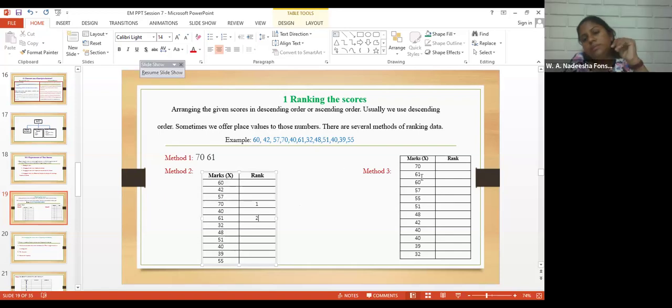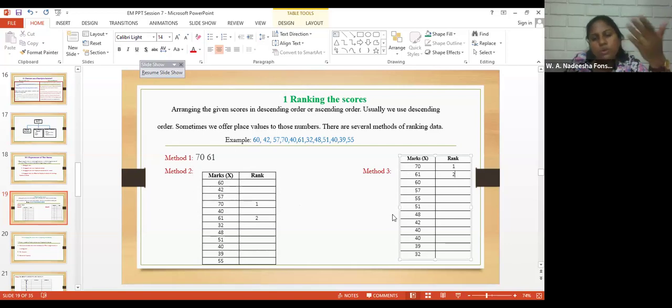Then the third method is, here also we arrange the marks in descending order and then give 1, 2, 3 like that. Most probably we use method 1 and method 2, because method 3 is already ordered, no? So that is the ranking of the scores.